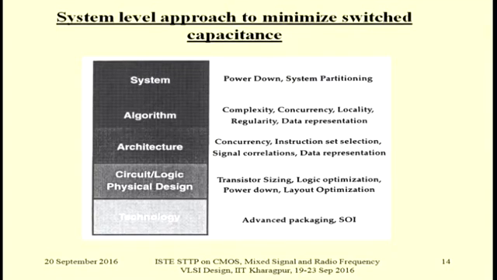Concurrency, instruction set selection, signal correlation is the thing that we shall lay stress on. In signal processing operations, if you can manipulate the temporal sequence of data, in which we can introduce some signal correlation by applying redundancy, it will be helpful in terms of lowering power. Remember that the overall objective is that power should be brought down, but the throughput should be maintained.